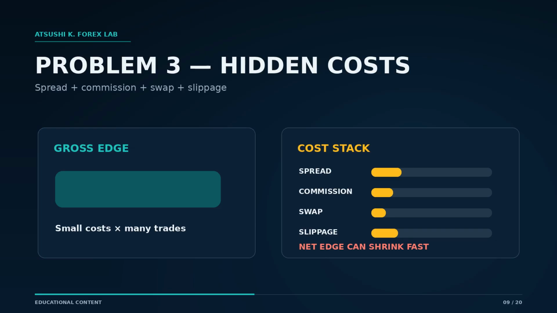Problem number 3 is hidden cost. A small edge can disappear after spread, commission, swap, and slippage. This is easy to underestimate because each cost looks small on a single trade. Multiply it across hundreds of entries, and it becomes part of the strategy. Pay special attention when the average winning trade is only slightly larger than the average cost. Also check the time of day. Spreads around rollover, thin liquidity, or major news can be very different from a calm session average. A backtest that assumes friendly costs is not conservative. It is simply testing a different business model.